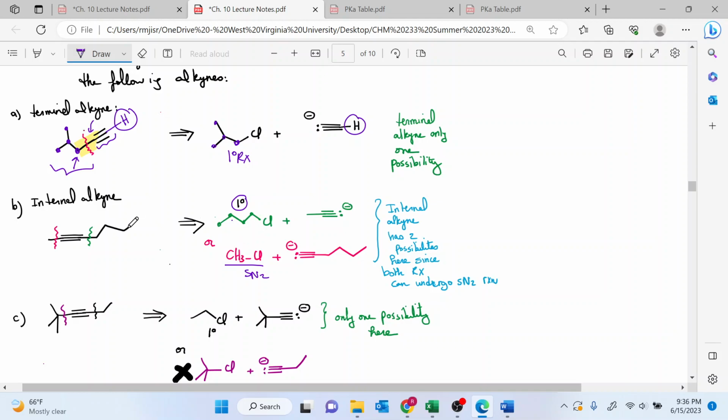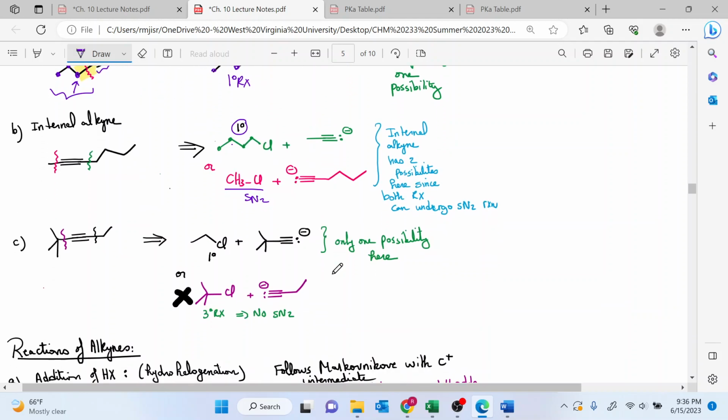So if this is a primary alkyl halide, then this whole part is going to be the acetylide. Just write it down. Or if you break this bond over here, then this is going to be my alkyl halide over here, and this whole part is going to be my acetylide. Also write it in there. These two methods we can use in order to make this internal alkyne.